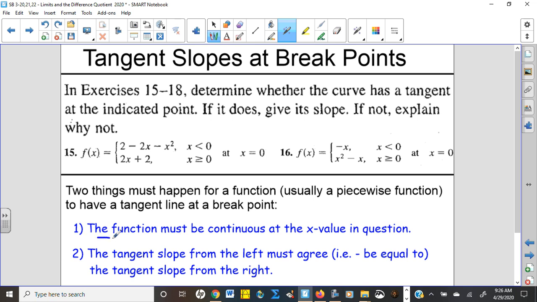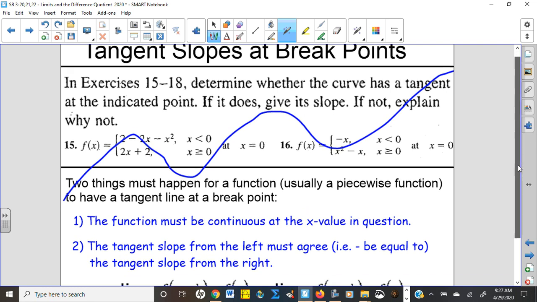First of all, the function must be continuous at that point. If it's not continuous, which would mean any type of discontinuity, you cannot have a tangent slope existing there. It has to be continuous. That's why calculus loves continuous functions more than anything, okay? Which is why we just studied it for a whole week last week.